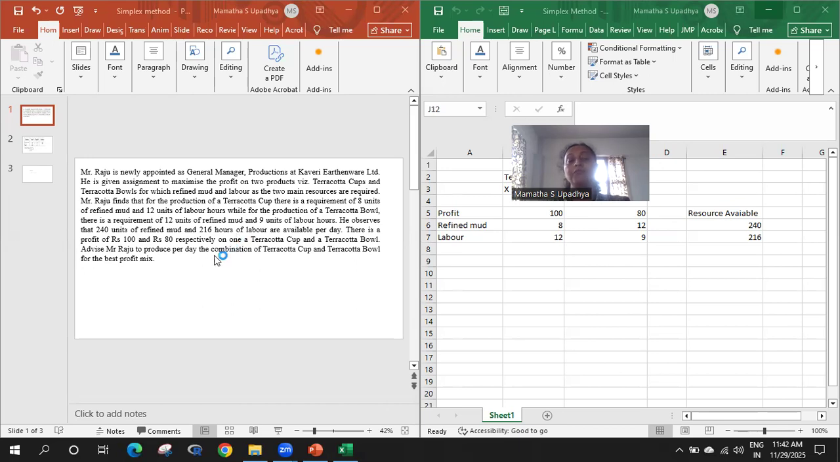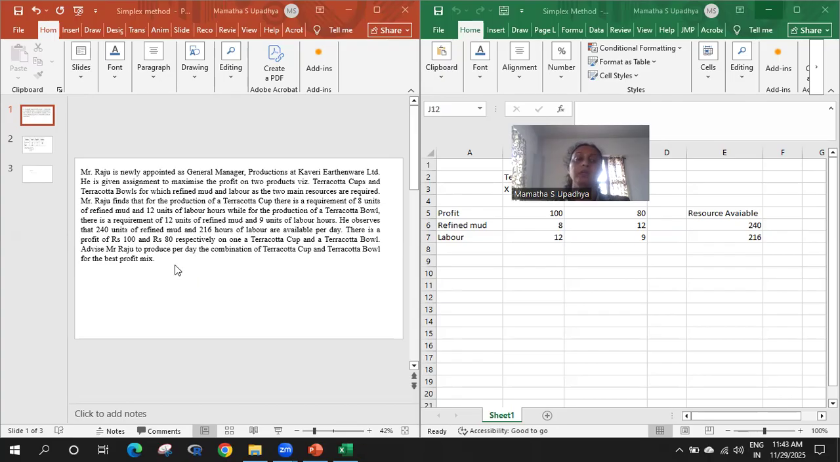There is a profit of rupees 100 and rupees 80 respectively on one terracotta cup and one terracotta bowl. Now, advise Mr. Raju to produce per day the combination of terracotta cups and terracotta bowls for the best profit mix. So, this is the problem.